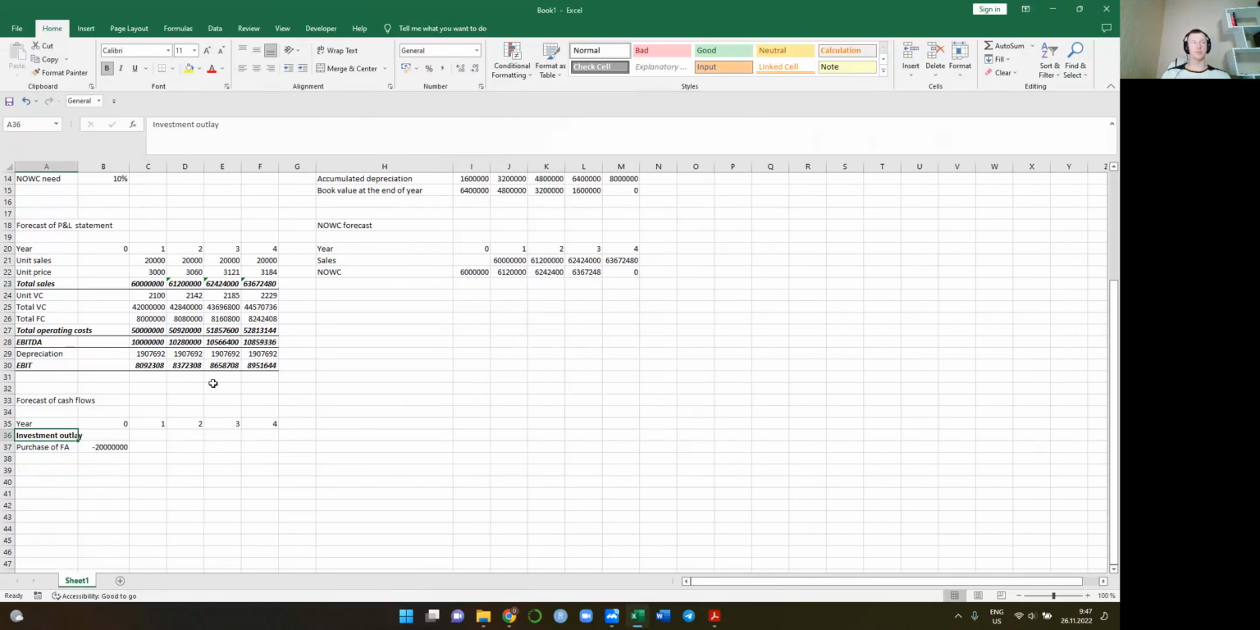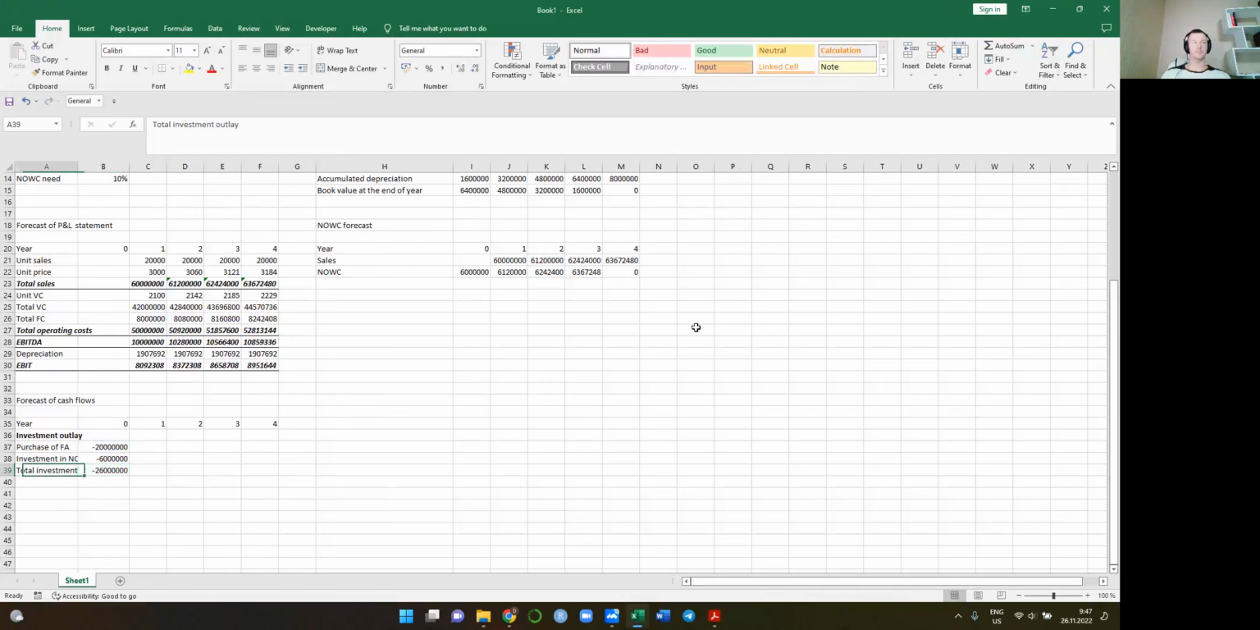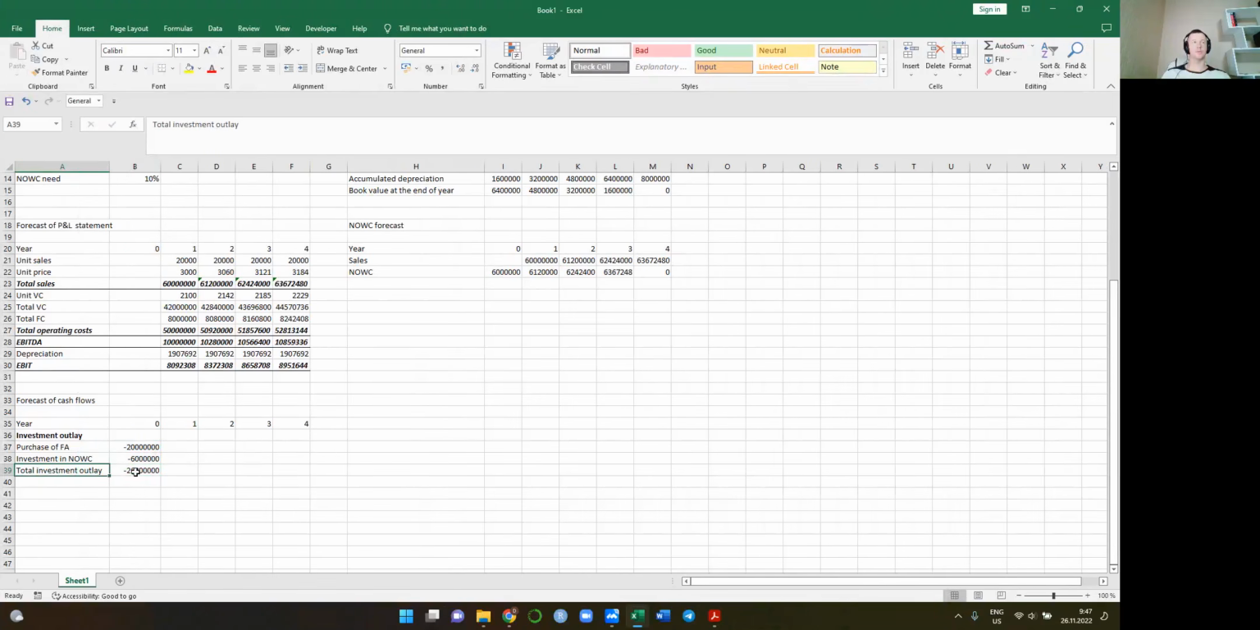So purchase of fixed assets is the first element of investment outlay. And the second element of investment outlay is investment in net operating working capital. So this is going to be minus this 6,000. So total investment outlay is the sum of these two. Nice. So we have this.